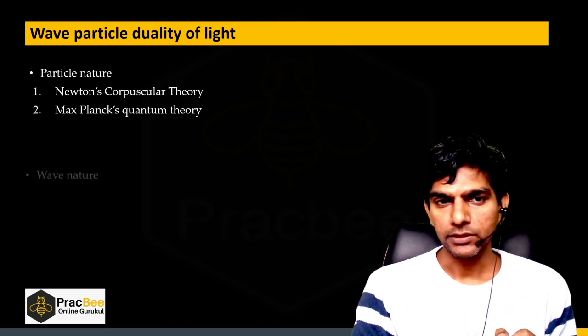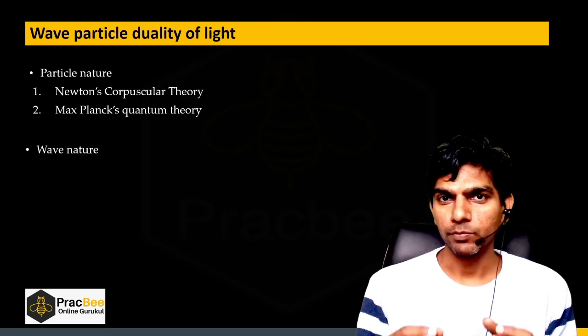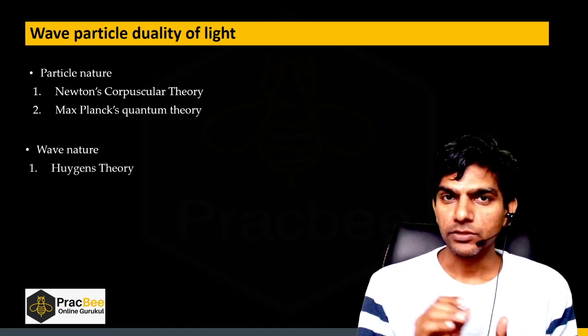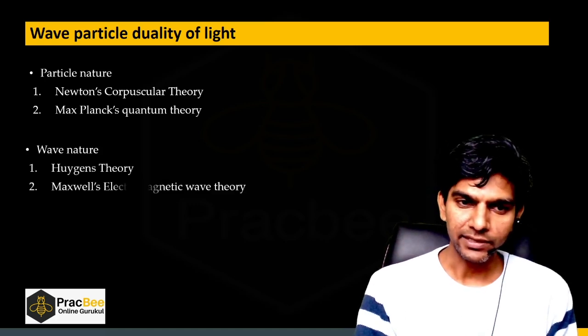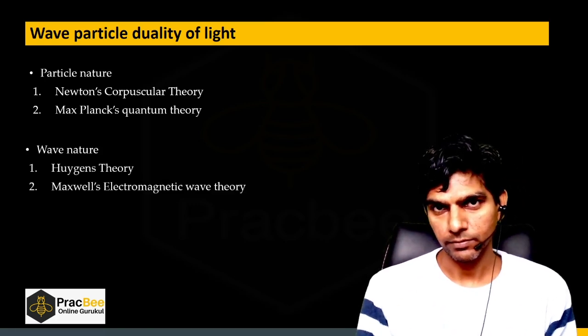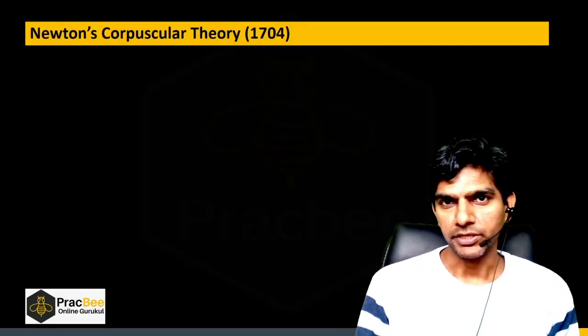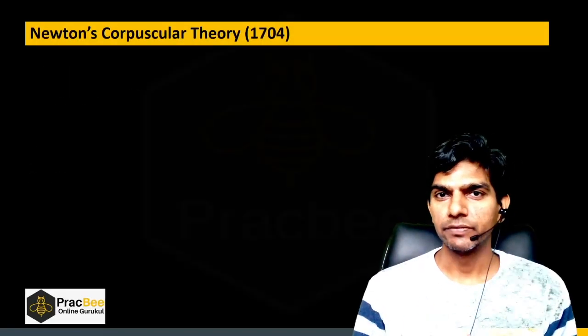And there are two important theories that we have to briefly understand which consider light as a wave. First is Huygens' wave theory, and second is Maxwell's electromagnetic wave theory. Let us understand briefly about these theories. Newton's corpuscular theory: Newton proposed this theory in the year 1704.